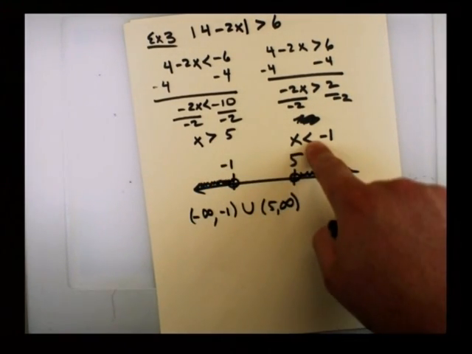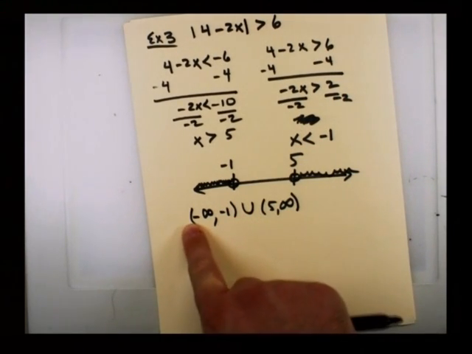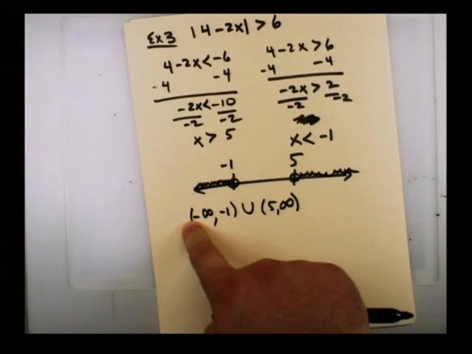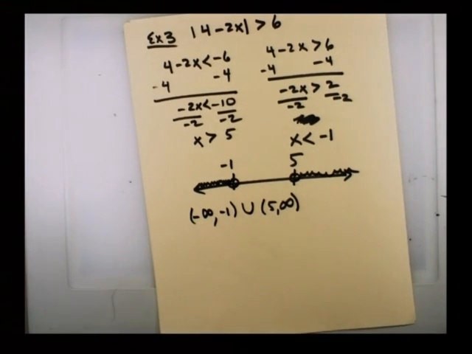Open dot or closed dot here? Open dot. Why? Because it's not an equal. Open dot or closed dot at 5? Open dot, because it's not equal. Now, silly question. What would it be if it was equal to? You'd have to close in both those dots.